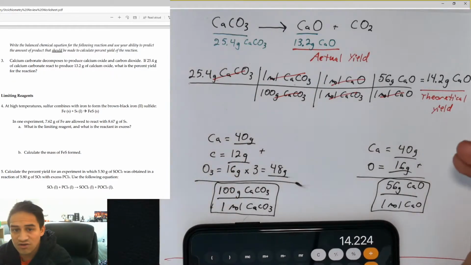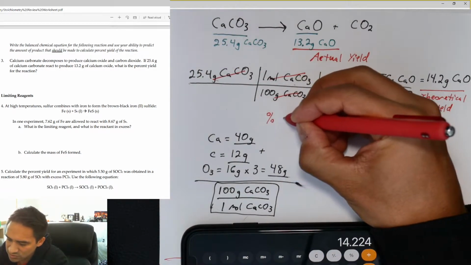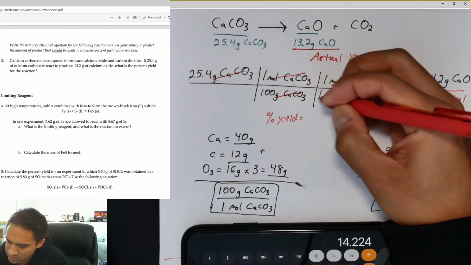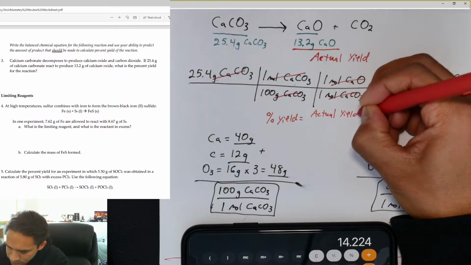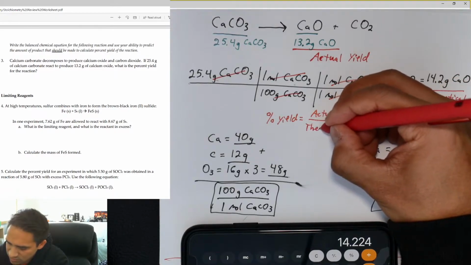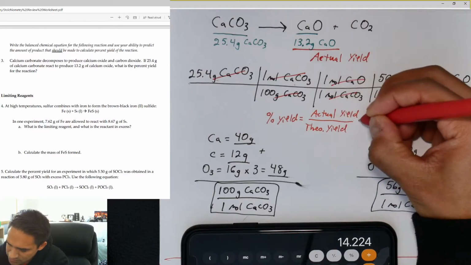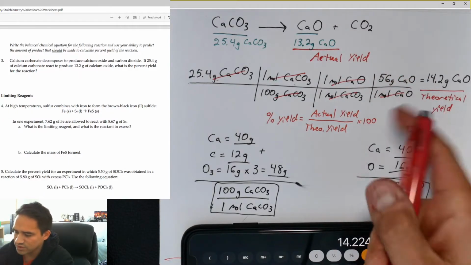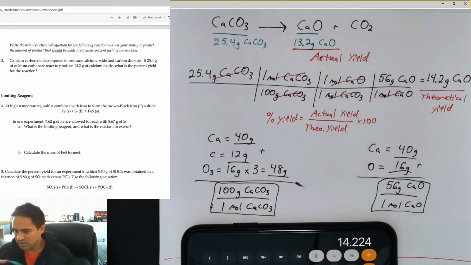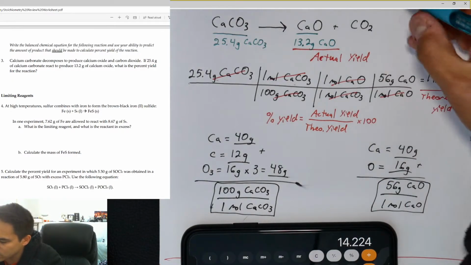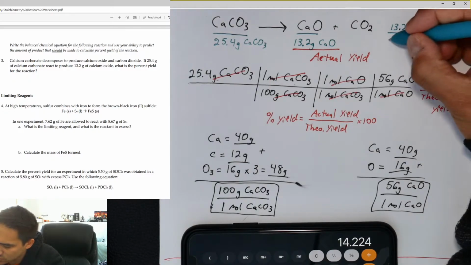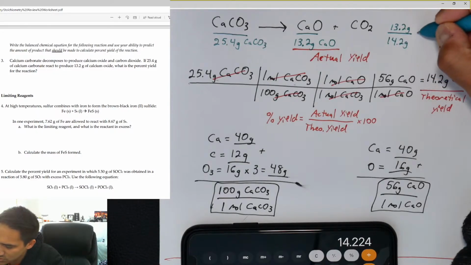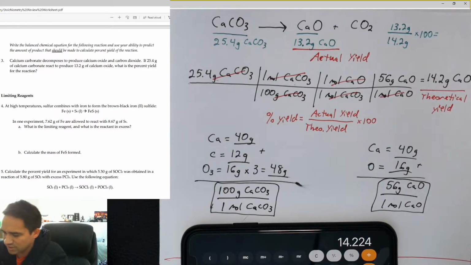Okay, it's basically like how far off are we? So just to remind you, percent yield is actual yield divided by theoretical yield times 100. Okay, this is our equation. So I guess we'll do the math in a different color up here. But our actual yield is 13.2 grams. Our theoretical yield was 14.2 grams. Times it by 100. Let's see what we get.